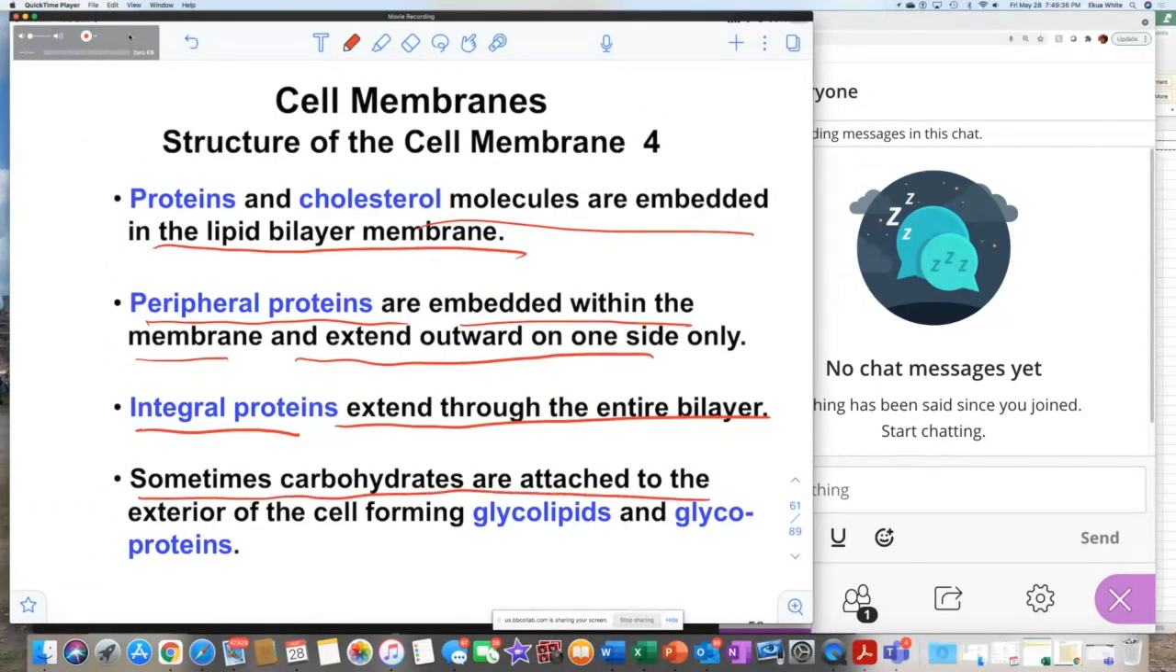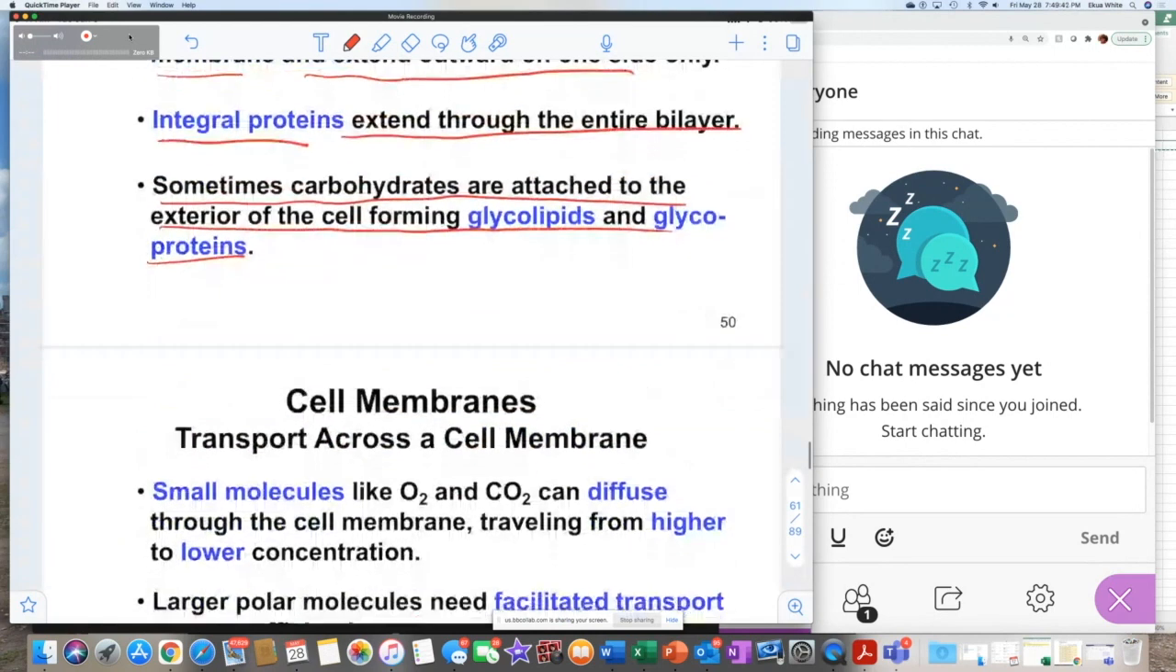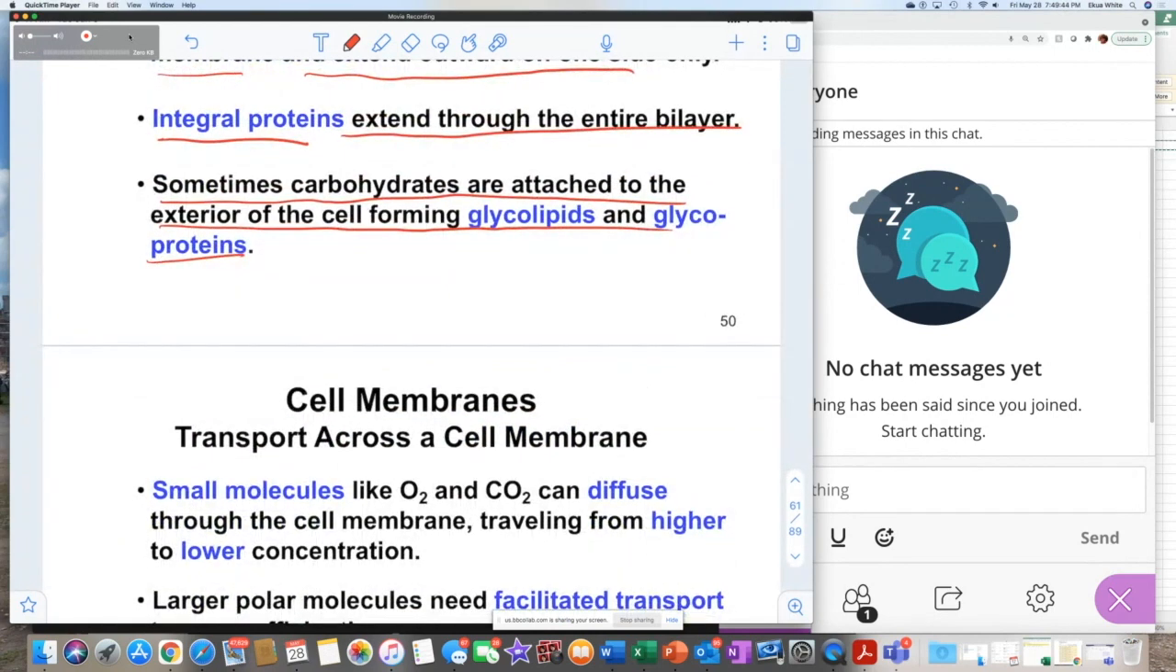Sometimes carbohydrates are attached to the exterior of the cell, forming glycolipids and glycoproteins. Okay. Sometimes they're involved in cell signaling and cell identity. So it gets a little bit more complicated, right? To know the actual story of what's going on here, take a biology class. Okay, small molecules such as oxygen, as we're breathing right now, and carbon dioxide can diffuse through the cell membrane, traveling from higher to lower concentration.